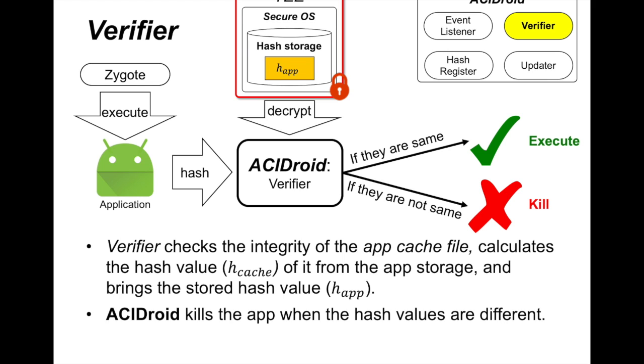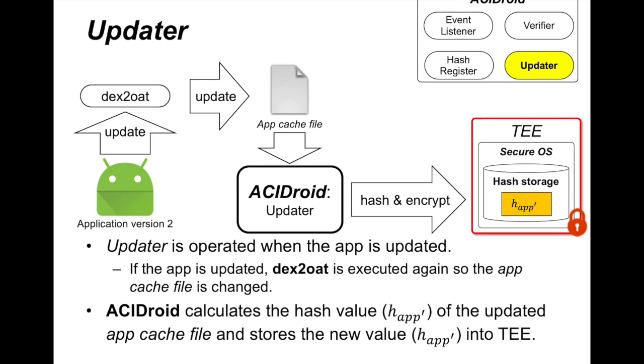The third component is a verifier. When executing an application, the zygote process approaches the application. The action of the zygote is handled by the event listener. The verifier checks the integrity of the app cache file, calculates the hash value of it from the app storage, and brings the stored hash value. If the calculated hash value is the same as the stored hash value, ACIDroid lets the application continue to run. If the hash values are not the same, ACIDroid kills the application, because the different hash means the app cache file is modified.